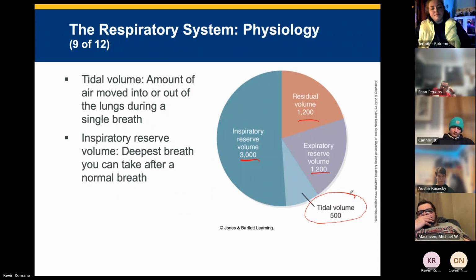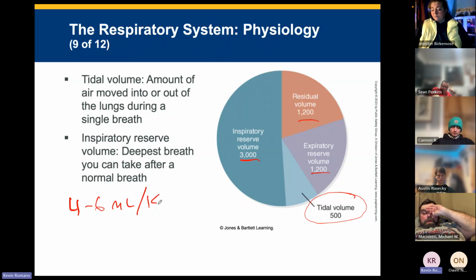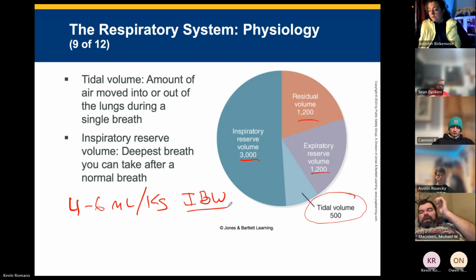All right. Here's an equation that might help you out a little bit here, okay? Lung volume, 4 to 6 milliliters per kilogram ideal body weight. That's how much air you should be giving as a number. Okay. Kind of a little helpful hint.